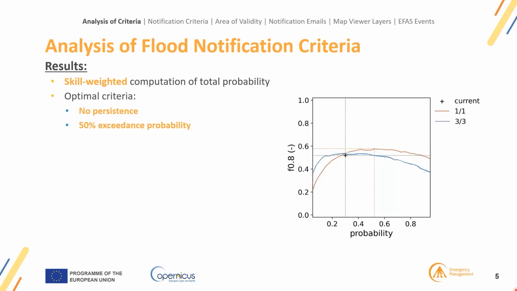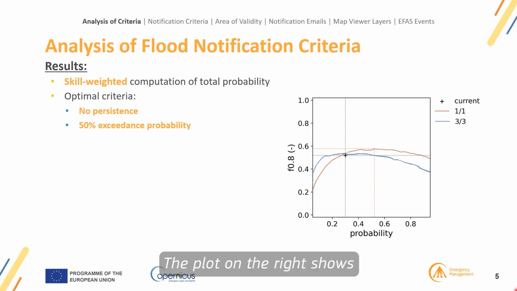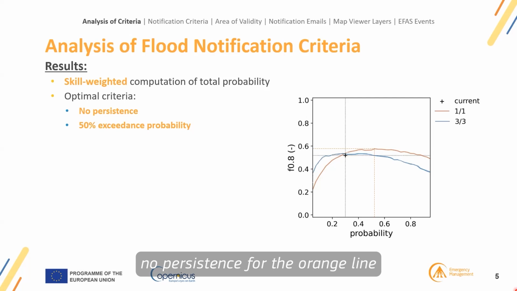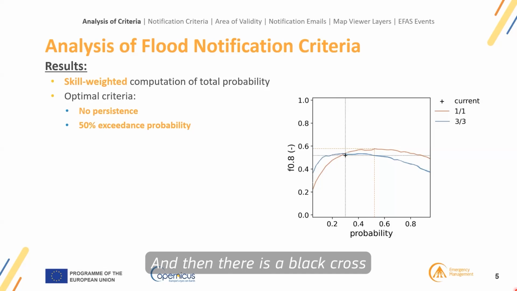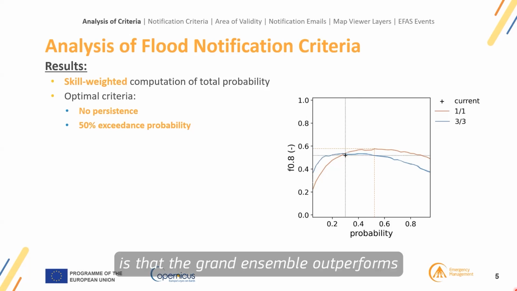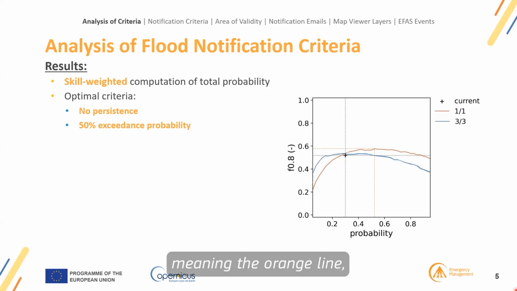When we use this grand ensemble, the best criteria is no persistence and 50% exceedance probability. The plot on the right shows why we selected this criteria. You have on the y-axis the skill metric, and on the x-axis the probability. There are two lines representing no persistence for the orange line and the current persistence of 3 out of 3 in the blue line. And then there is a black cross that represents the current criteria, so no grand ensemble. What we see is that the grand ensemble outperforms the current procedure. And if we want to maximize the skill, we need to go for no persistence, meaning the orange line, and a probability threshold of 50%.